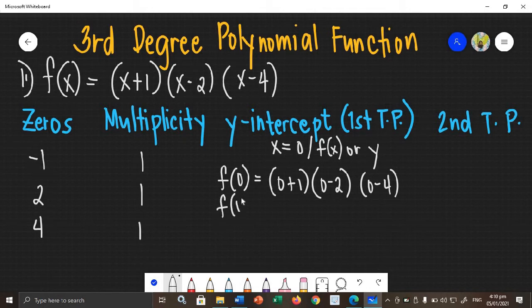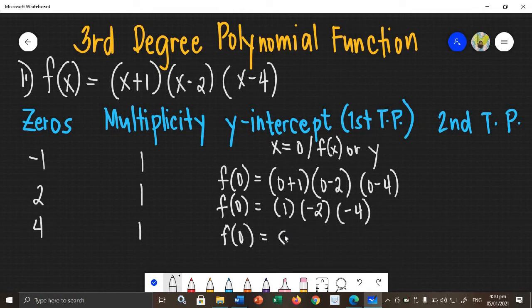So, we have f of 0 is equal to 0 plus 1, that is 1, 0 minus 2, that is negative 2, 0 minus 4, that is negative 4. And then, of course, there is a parenthesis, therefore, the operation should be multiplication. So, paki-multiply lahat. So, 1 times negative 2, that is equal to negative 2.